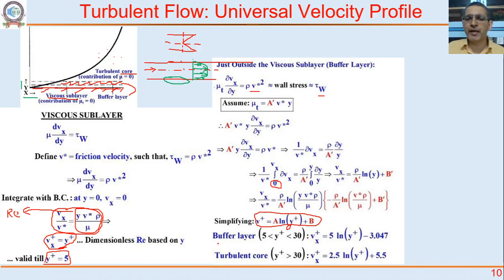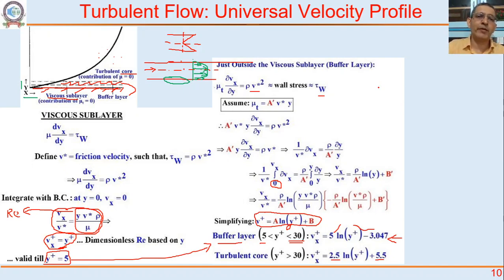And experimentally we find that this buffer layer expression is valid up to a y plus distance of 30. So between y plus of 5 and up to 30, this expression is valid. It is experimentally observed. This relationship is experimentally fitted. The values of constants are experimentally obtained. In the turbulent core, just the same velocity profile is continued, but with a different constant, because now it is more and more turbulent.